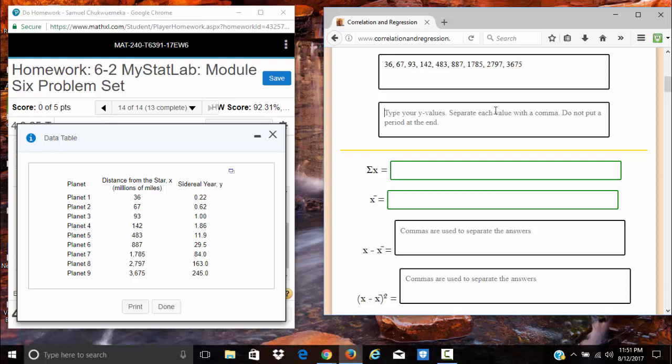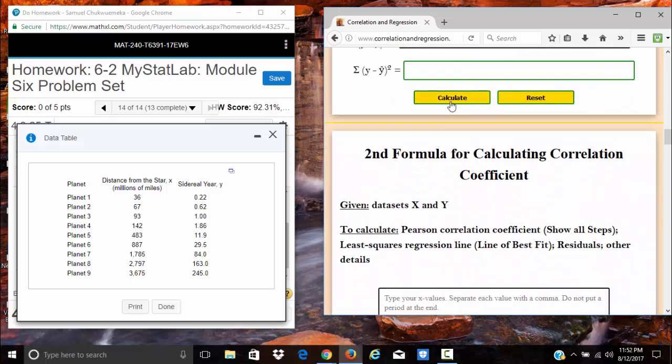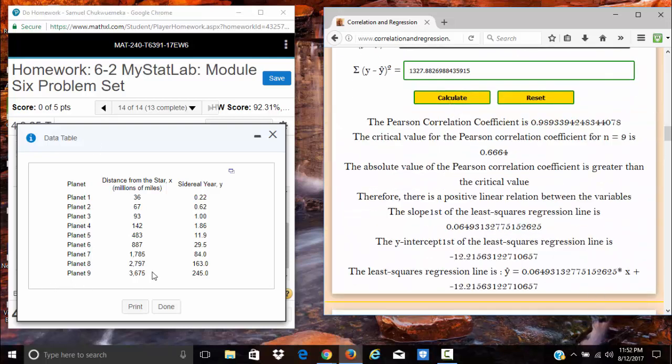3675. And then your y will be 0.22, 0.62, 1.00, 1.86, 11.9, 29.5, 84.0, 163.0, 245.0. And we click calculate. Okay.